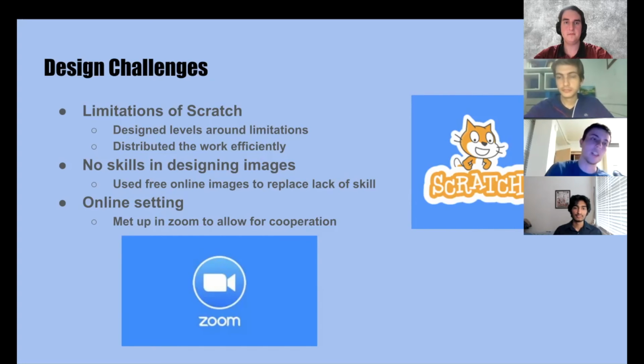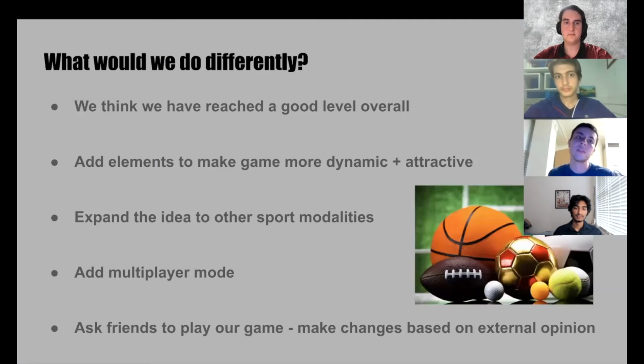So the way we went around this was either made so one person worked on certain parts at a time, or we met together and did Zoom calls to work on it together. Another problem we ran into was that none of us had really any skills in designing images for the game, so we decided to use royalty-free images that we found online to replace this lack of skill that we had. And finally, the online setting made it also fairly difficult, as we could only meet up for Zoom calls whenever we had to get something done, but this did allow for cooperation, even though we didn't get to meet in person.